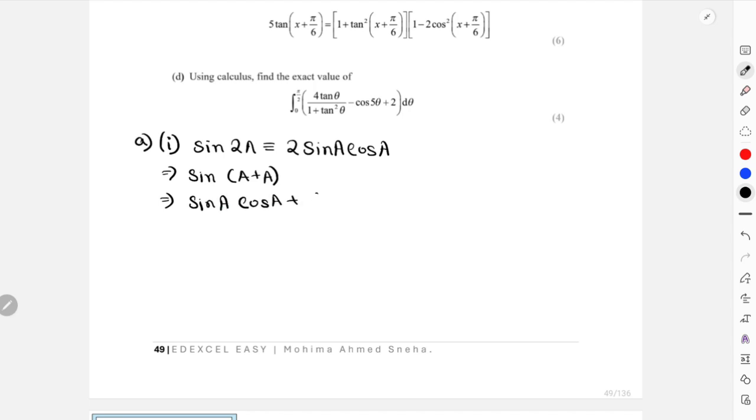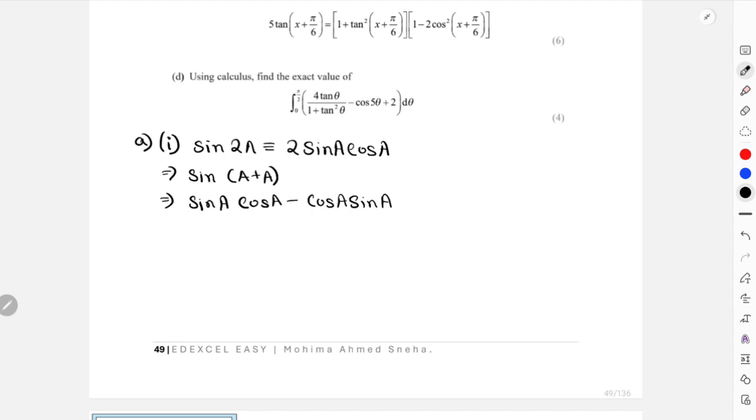sine a cos a plus cos a sine a. As you have plus in the middle, you're going to get... oh wait, no, sorry. Sine a cos a, and this should be cos a sine a, right? This should be cos a sine a.